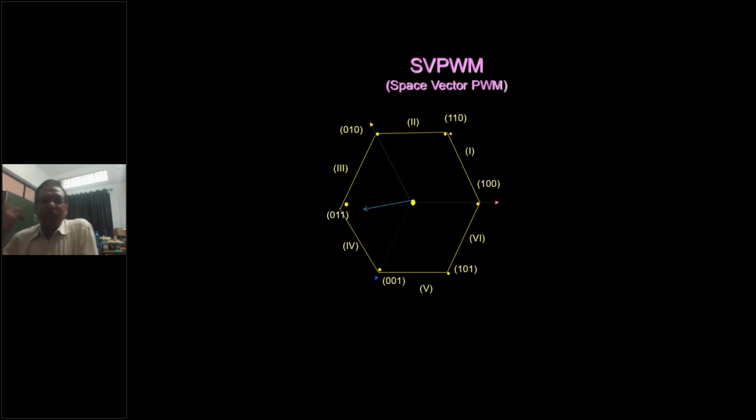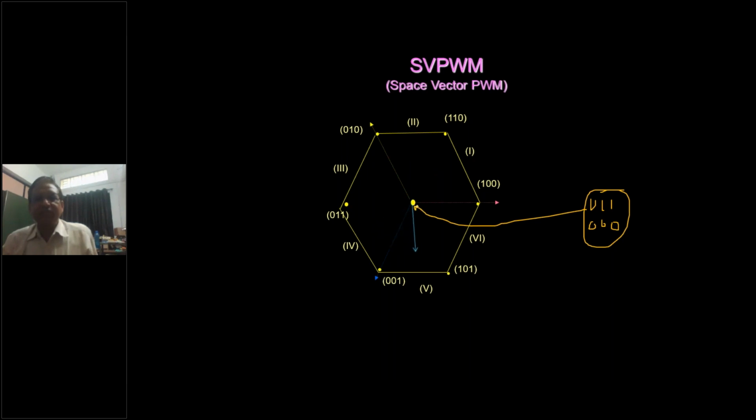So what to do? My requirement is this voltage vector. Available are 6 vectors: 1, 2, 3, 4, 5, 6. Total switching states are 8, so 2 states are denoted by this one, which are the states 1, 1, 1 and 0, 0, 0. These 2 states are denoted by this one. Now see how to generate the voltage.